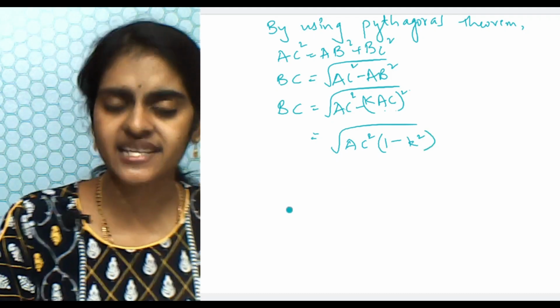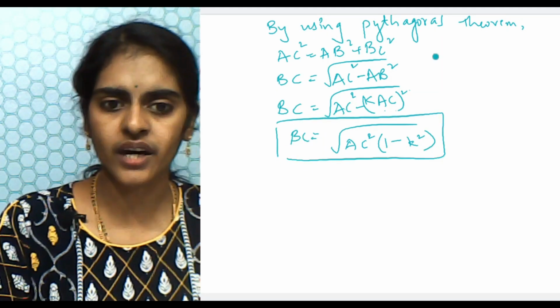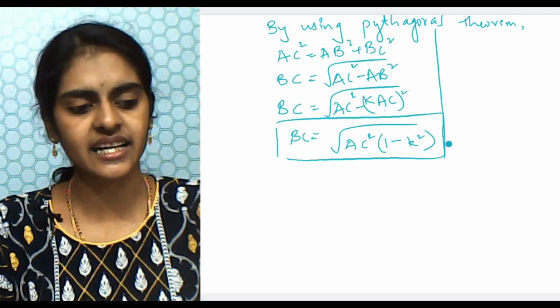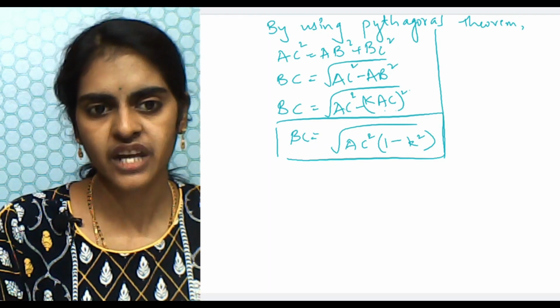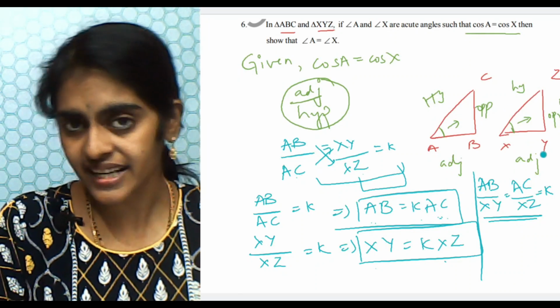So it is 1 minus k square. This is the value of BC I got. Now in the next triangle, let us use Pythagoras theorem. What is this triangle? XYZ. I want the relation of YZ, isn't it?